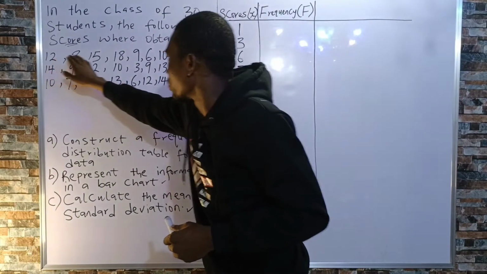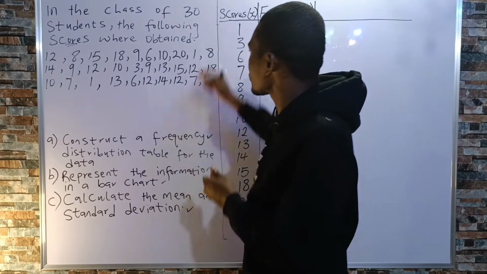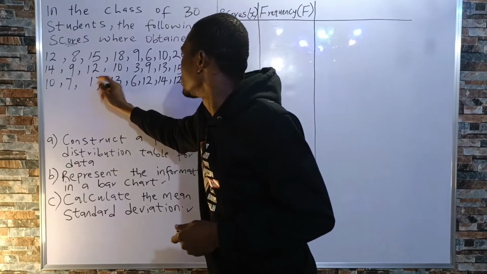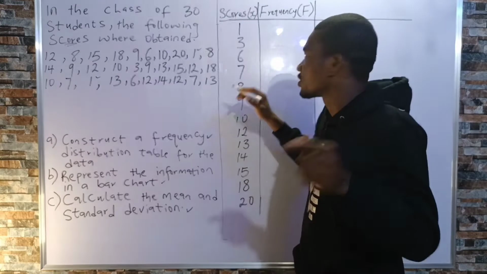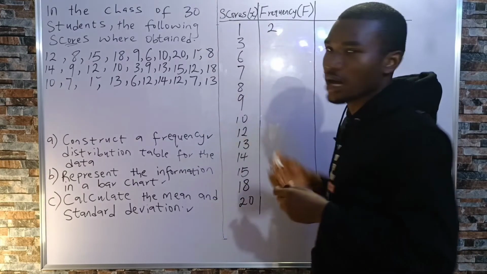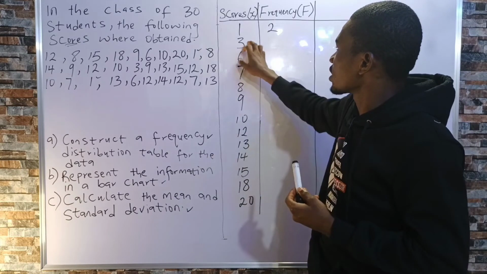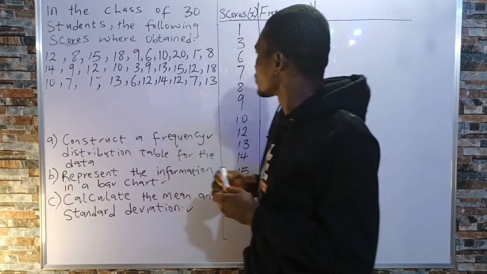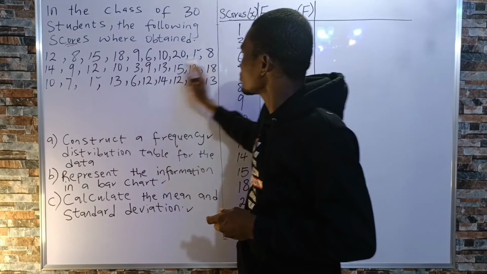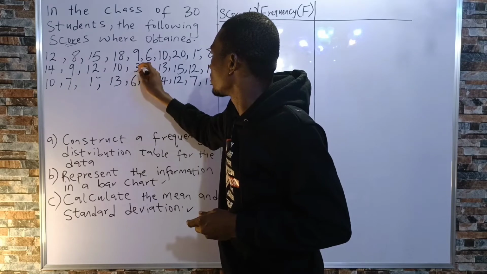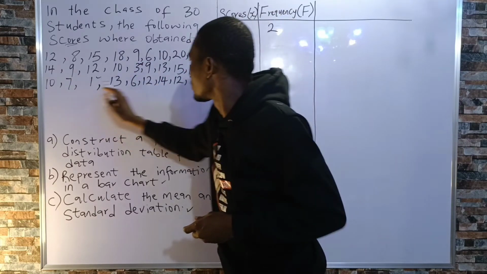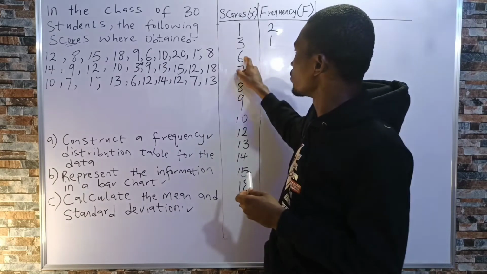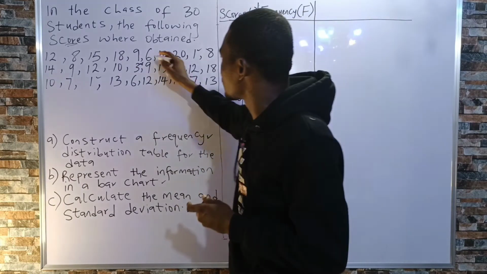Let's check for the first row here. We have 1, we have 2. So 1 repeated itself just 2 times, so we have 2 here. Then for 3, let's check how many times 3 repeats itself in this score. We have the first 3 just once, so we put 1. Then for 6, we check how many times it repeated itself. We just have 1.